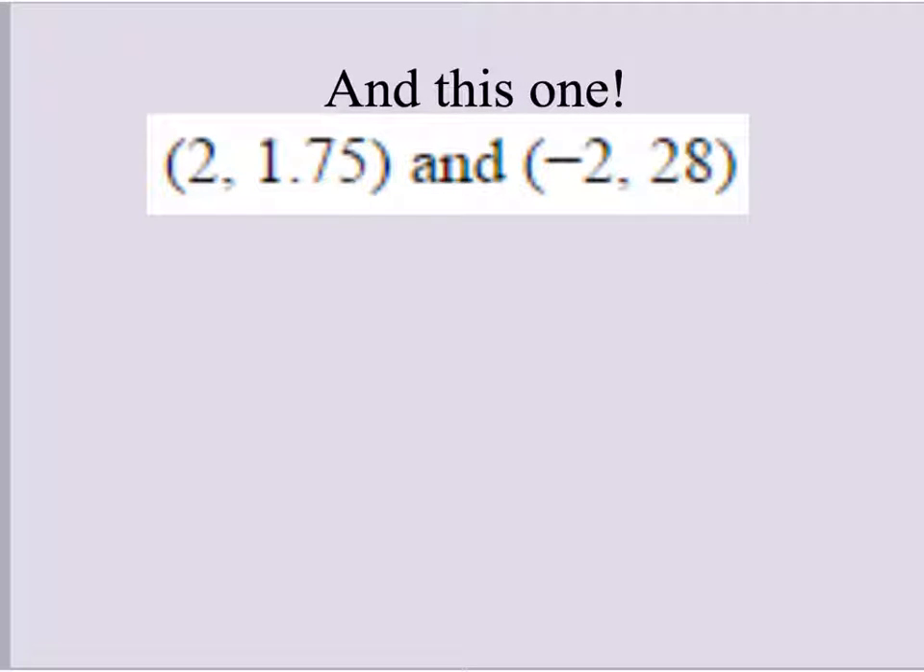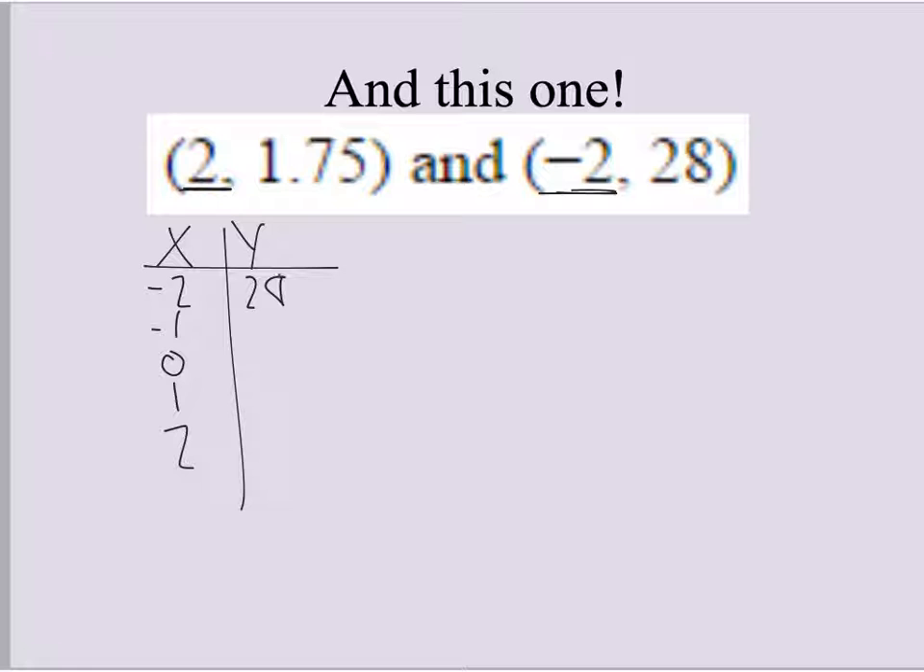All right, last example, and then I'll let you go. So let's again look at my table, and I get -2, -1, 0, 1, and 2. Again, I'm starting at -2 just because that's the point they give me, ending at 2 because that's the point they give me. So 28, and then 2 is 1.75. So again, times b, times b, times b, and times b.